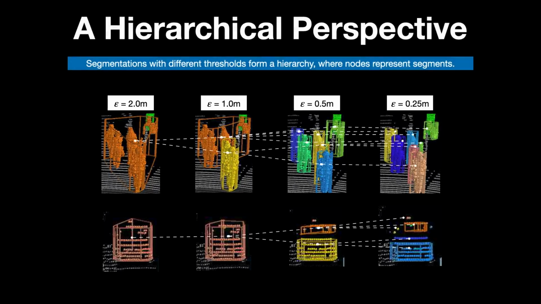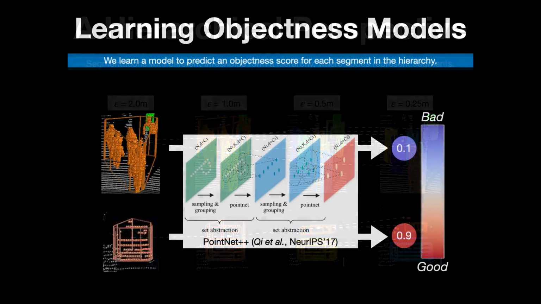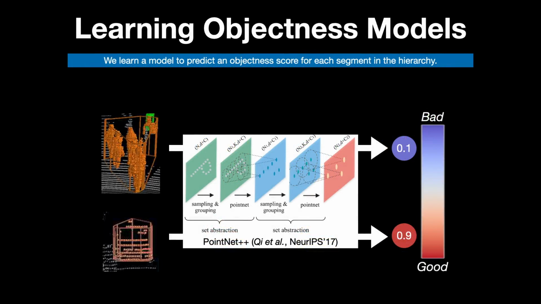To start, we reorganize the segmentations produced by Euclidean clustering with different thresholds, and importantly, in a hierarchical fashion. Each local segment is represented as a node in the hierarchy. We propose to learn a data-driven model to predict the objectness of each local segment. In this case, we choose PointNet++.